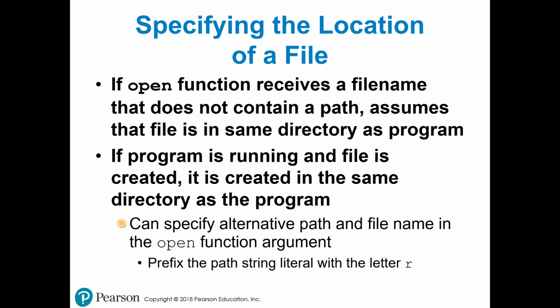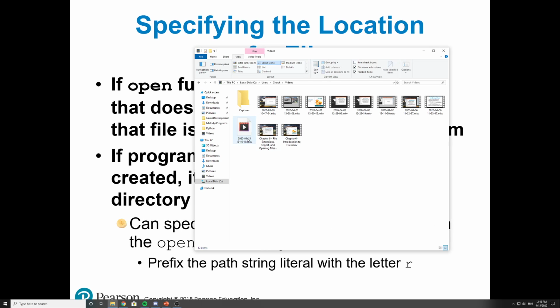Another option is that we can specify the path and the file name in the open function argument. If we do this, we prefix the path and file name with the literal letter R. We'll look at some examples of this in a minute. But you do need to be aware of the path and where your program is running. This is actually kind of a tough problem sometimes for people.